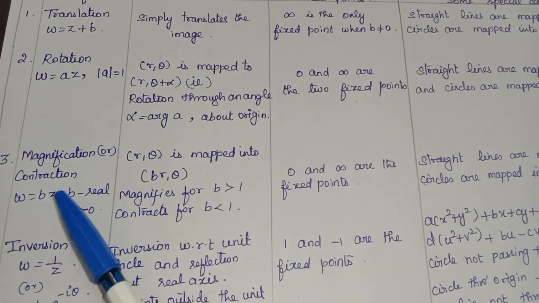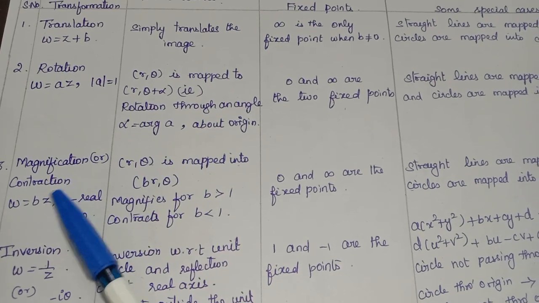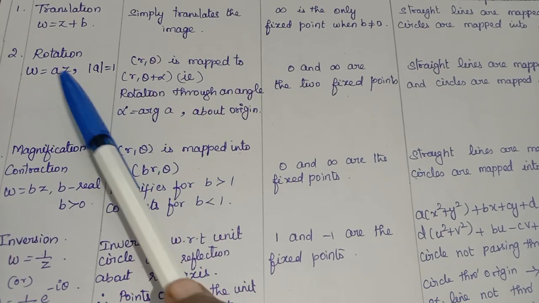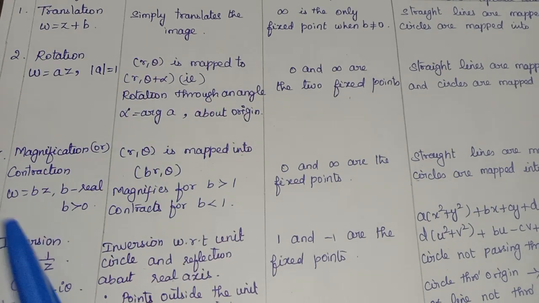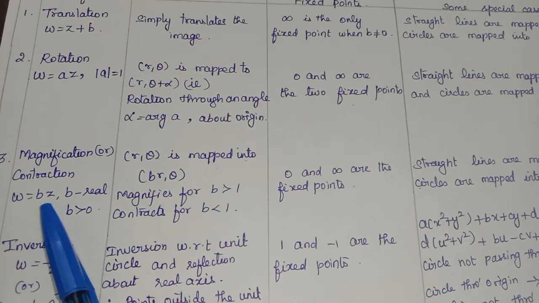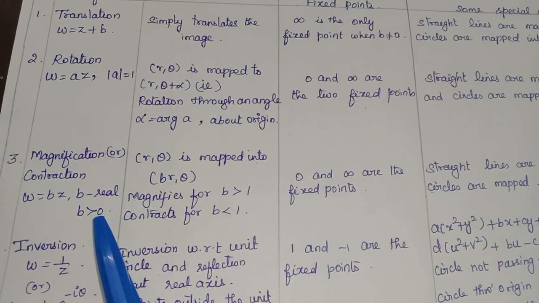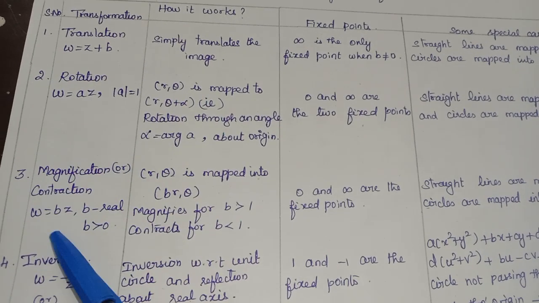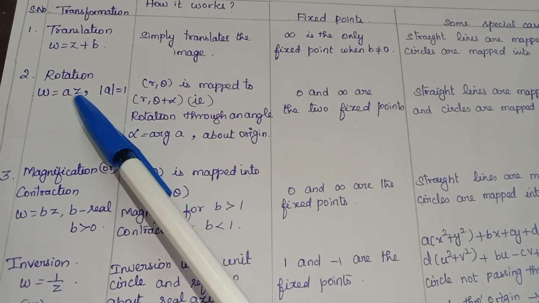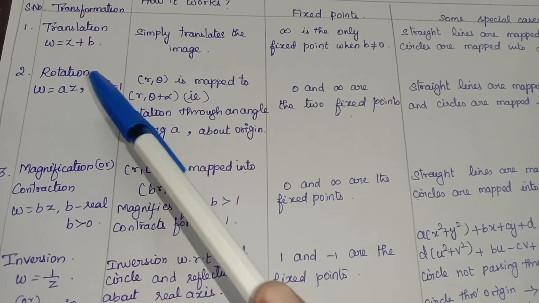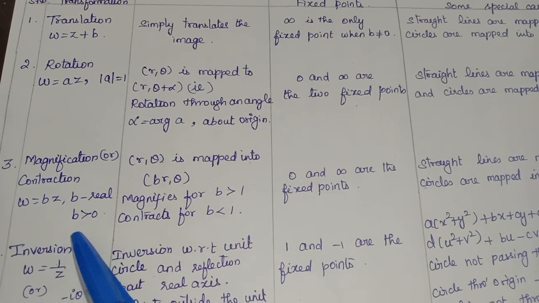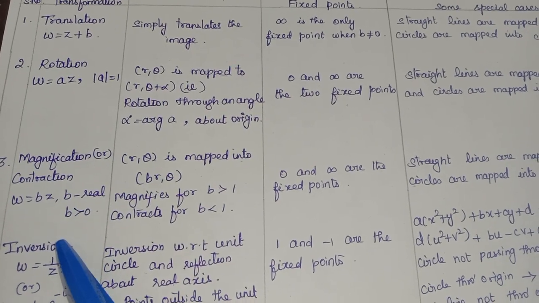Next one is magnification or contraction. This is also similar to rotation, but in rotation we take modulus of A equal to 1, but here it is not like that. It is w equal to bz, where b is a real number with b positive. So both of them look the same. When the modulus of A is equal to 1, it is rotation only. When b is a real number with a positive value, it is called magnification or contraction.